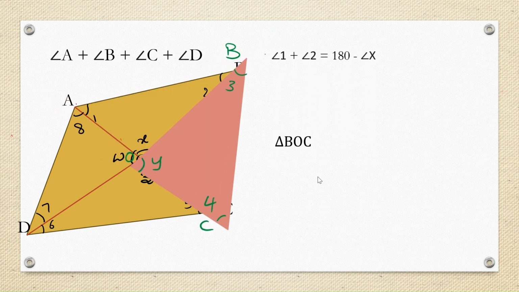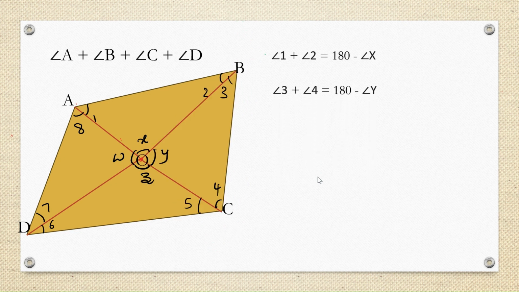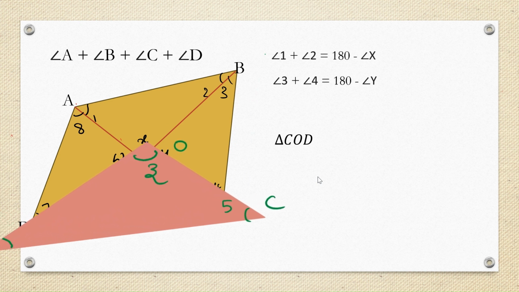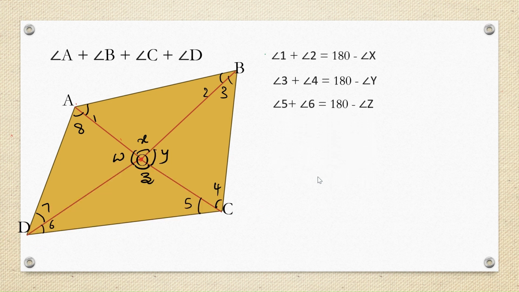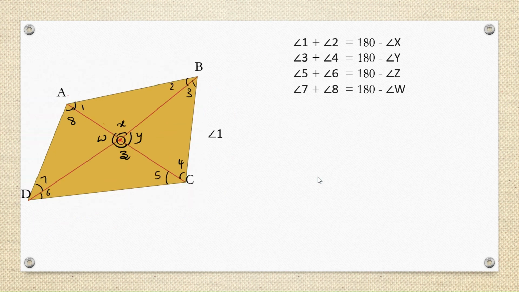Now let us take the second triangle BOC. Even in BOC, if we apply the angle sum property and transpose the y value, we get a second equation. Similarly, take the third one, COD. Again, applying the angle sum property and transposing, we'll get the third equation. Now the last triangle AOD. From this also, we apply the same angle sum property and transpose w. This gives the fourth equation. From these, add all four equations.